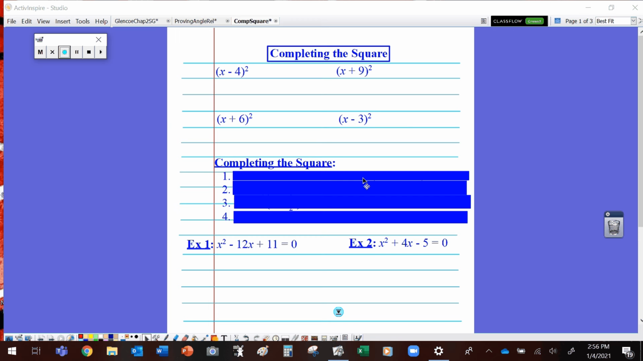Okay, now first off, what does completing the square mean? Well, completing means you're putting in a missing piece, and as for the square, we're talking about a squared binomial. So below here, we have four squared binomials. The quantity x minus 4 squared, the quantity x plus 9 squared, x plus 6 squared, and x minus 3 squared.